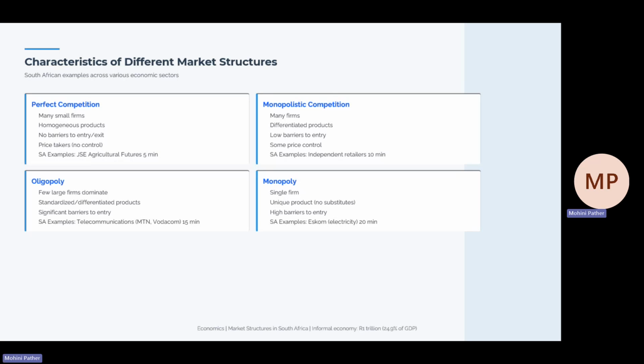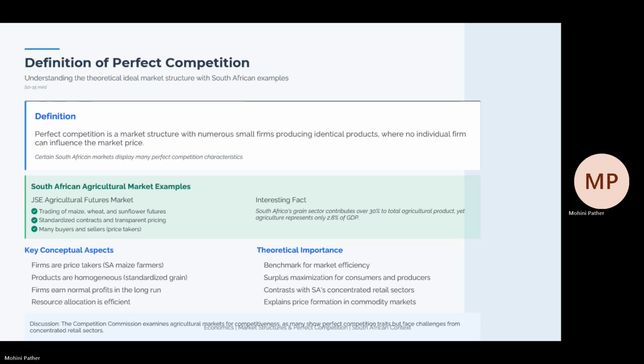Then you have a monopoly. Okay, Eskom is always our perfect example for a monopoly. It is a single firm. They offer a unique product in South Africa. We only have one firm that offers us electricity. There are no substitutes, and there are extremely high barriers to entry. Okay, so now we're going to be looking at each in a little bit more detail.